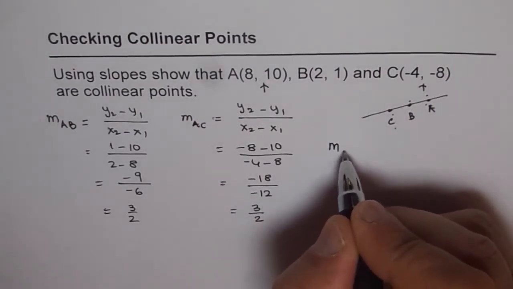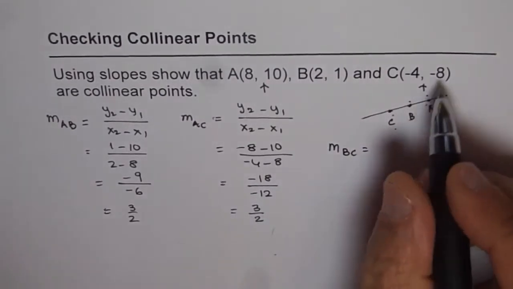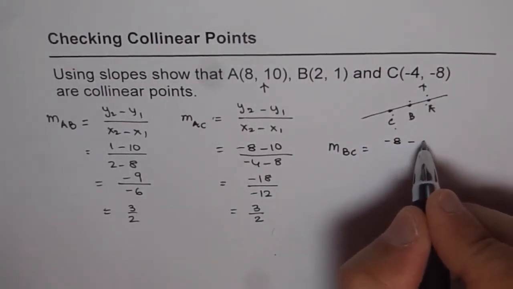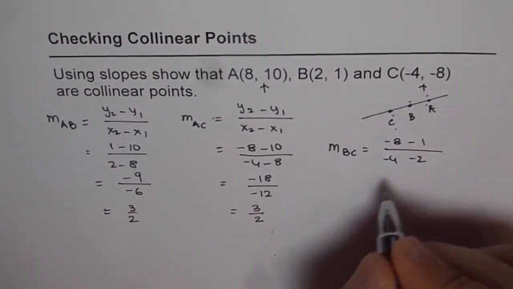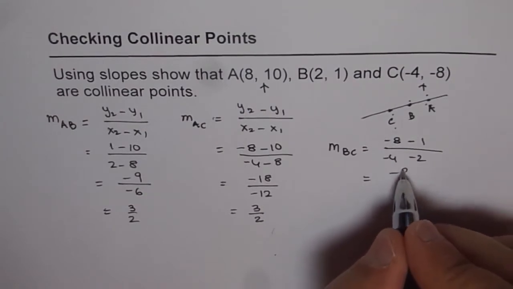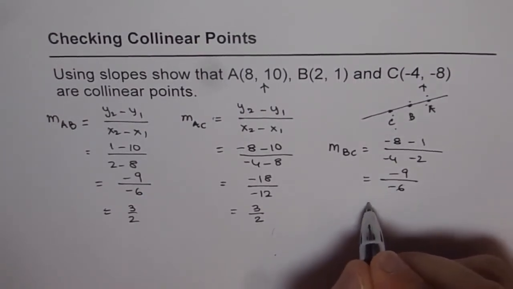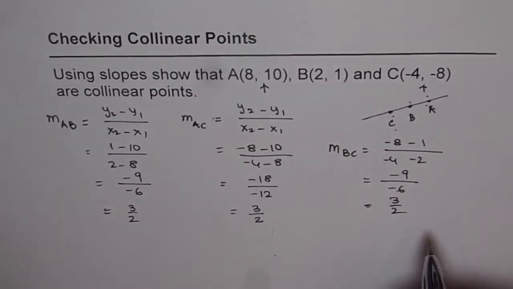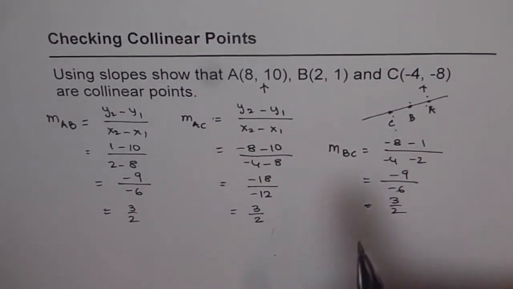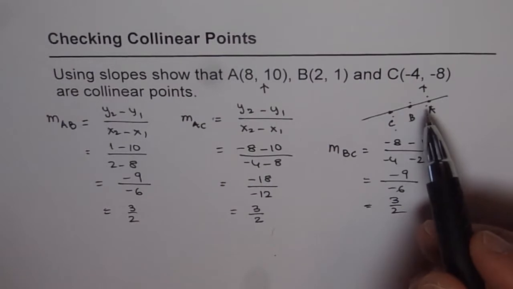So let's say B to C, right? B to C will be minus 8 minus 1 divided by minus 4 minus 2. So minus 8 minus 1 is minus 9, and this is minus 6, which is the same as 3 over 2. So we get the same slopes, right? Therefore, the line segments are exactly the same.